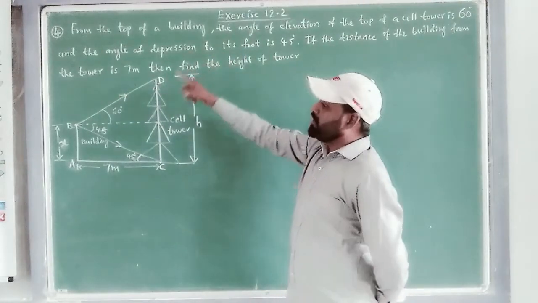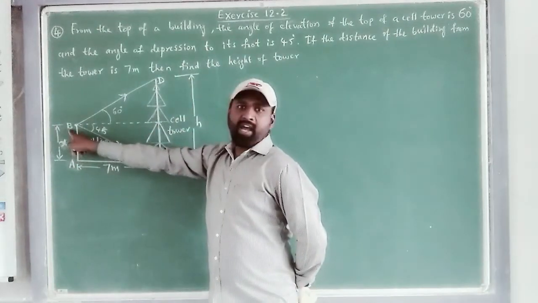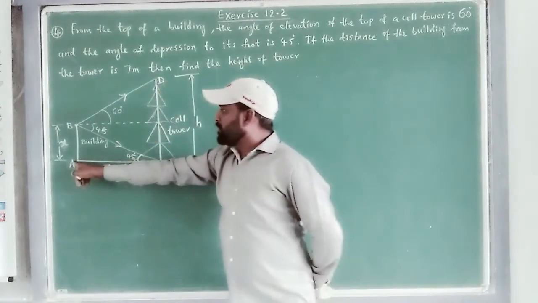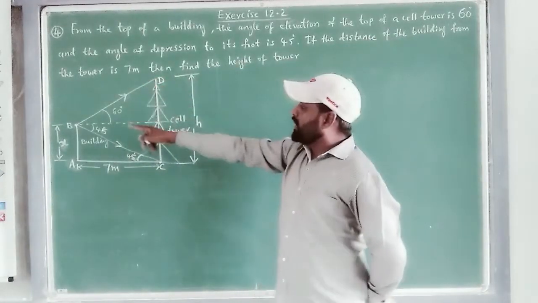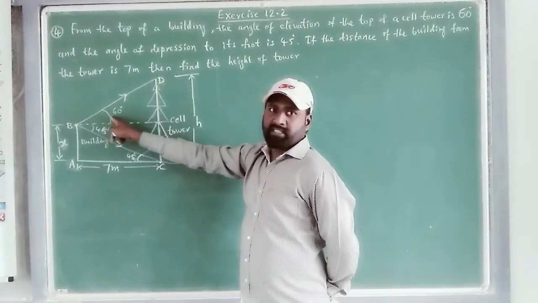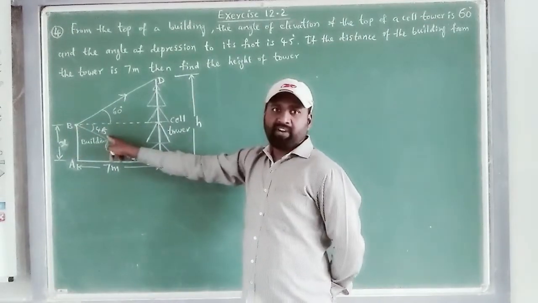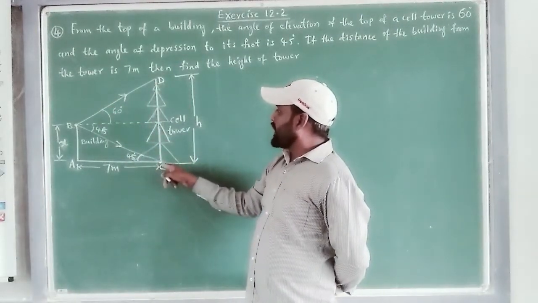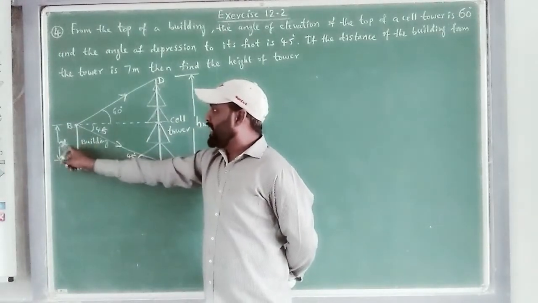So according to the question, when we draw the figure, we will get the figure like this. Here assuming AB as the height of the building, CD as the height of the cell tower. The distance between the building and the cell tower is 7 meters as given in the question. Then from the top of the building, the angle of elevation to the top of the tower is 60 degrees. From the top of the building only, the angle of depression to the foot of the tower is 45 degrees. This is the figure. In this, we assume the height of the cell tower CD as h meters and the height of the building AB as x meters.